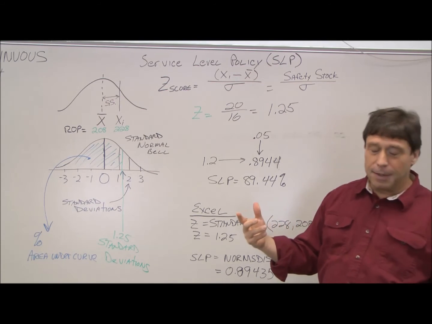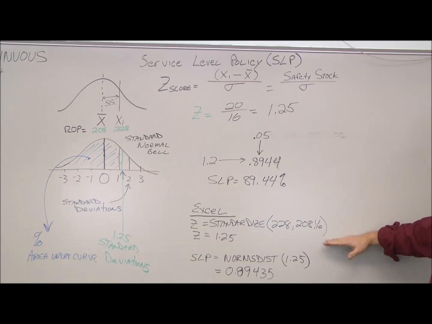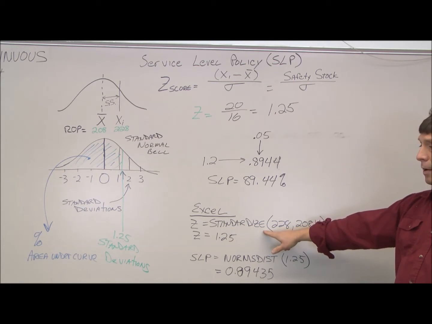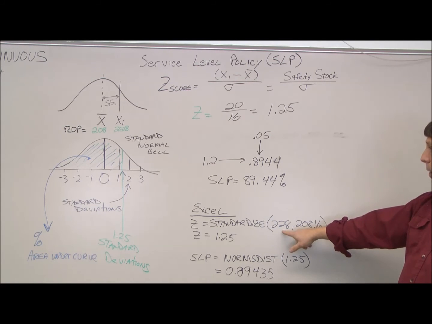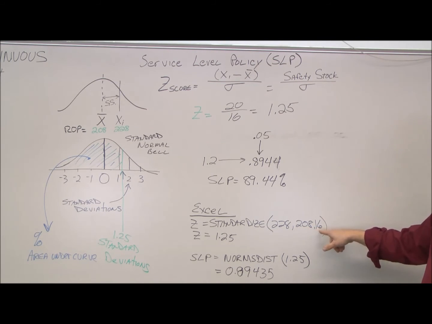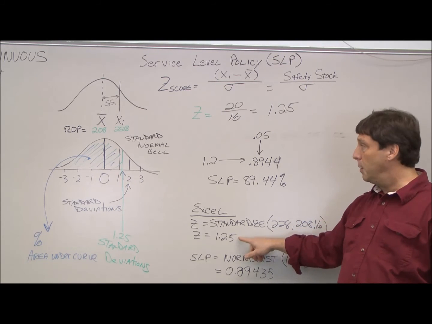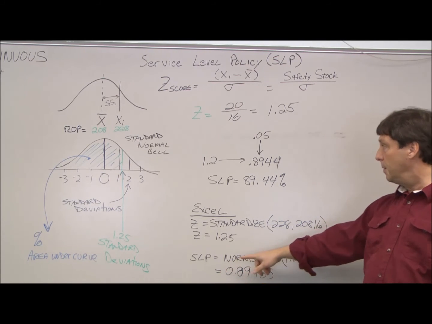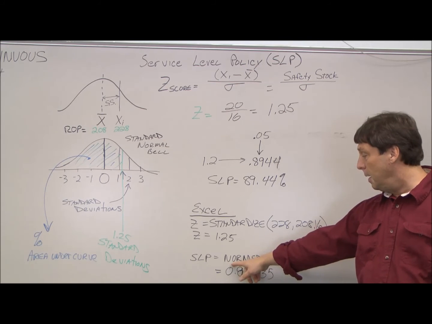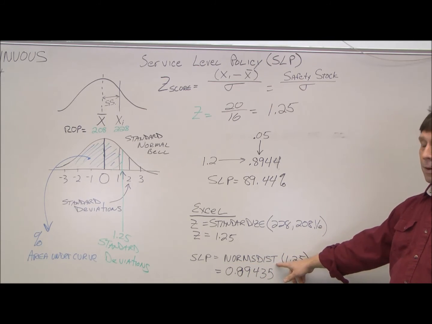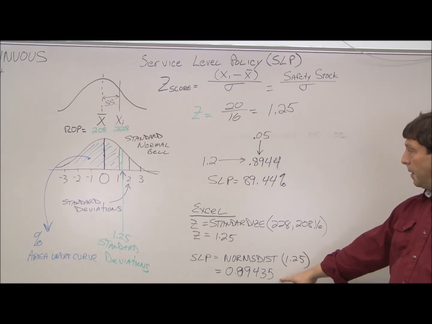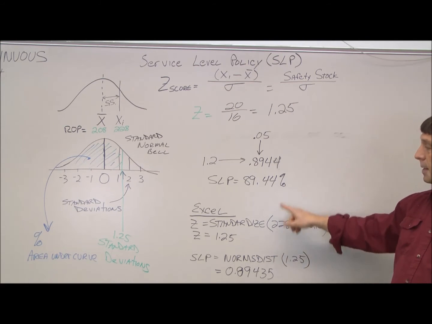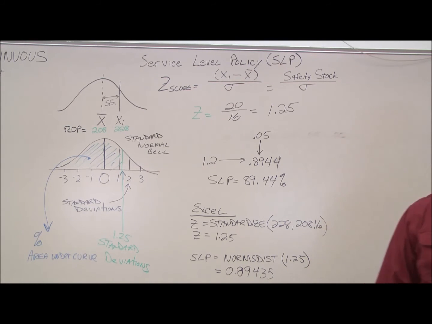Actually, with modern advances like Excel, you could get the same results from Excel. Although we're not really using Excel in this class, I just wanted to introduce it. You could use the STANDARDIZE function. It asks you for your x sub I, your mean, and your standard deviation, and that comes out with 1.25, which agrees with our hand calculation here. And then the command in Excel to get the service level policy is NORMSDIST. You stick the 1.25 in there, and you see within a round-off error, it gives us the exact same service level policy.